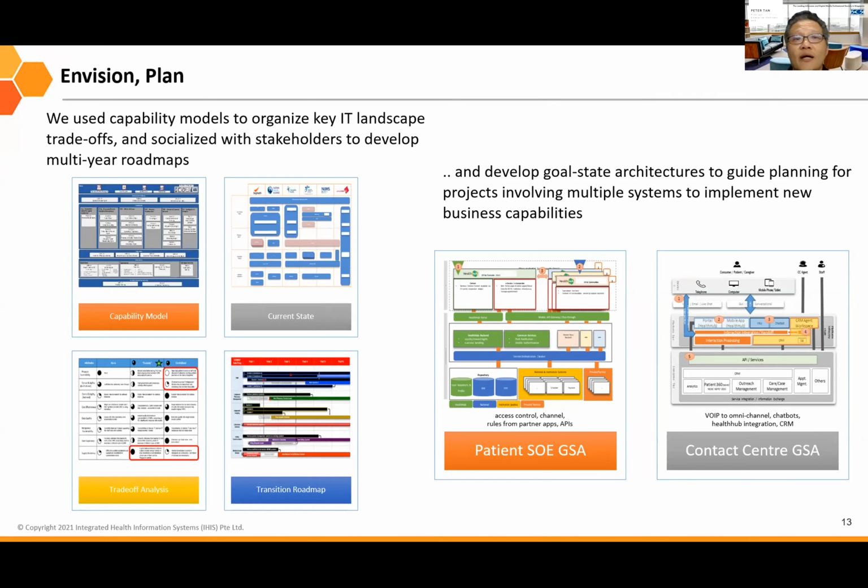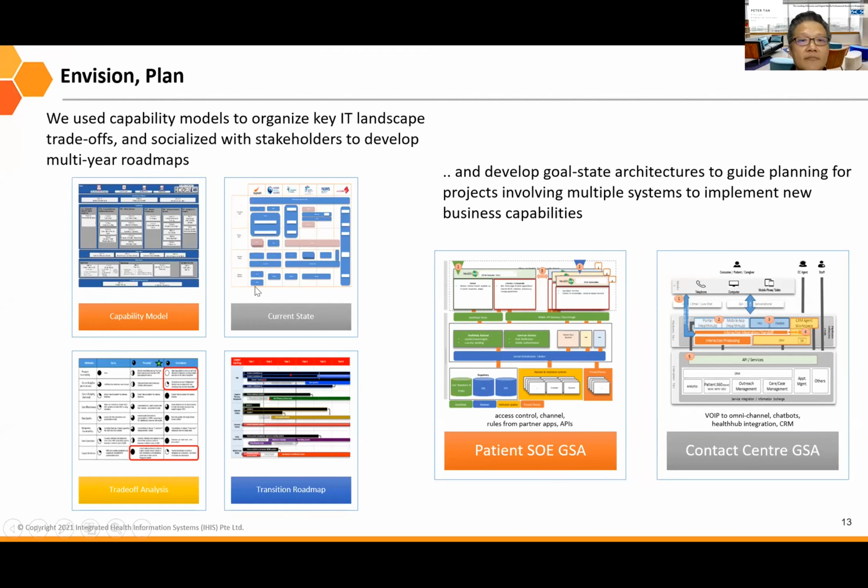Okay, I talk about envision and plan. And I mentioned just now the heat map, the health IT master plan. I just culled certain artifacts from that to illustrate how we did it. So you see the capability model here. I mentioned that we workshop with everybody through a very extensive exercise to distill this capability model. We use this because we can't reason about architecture with a list of 800 systems. We have to organize them, and so we use a capability model to organize it.